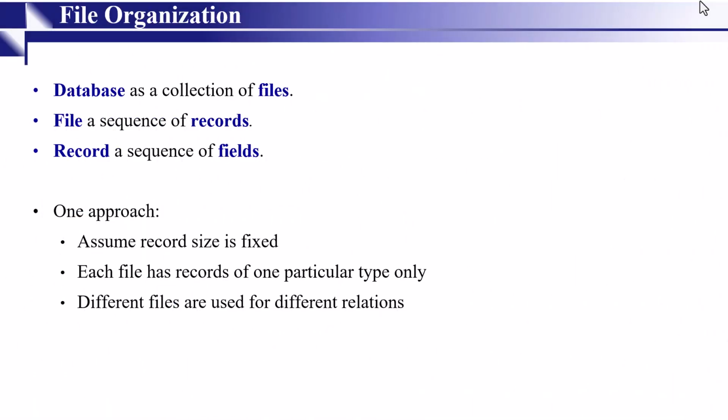As we already defined, a database is essentially a collection of files, and each file is a sequence of records, and each record is a sequence of fields. So one common approach to organizing files assumes that records are of fixed size, that each file contains records of a single type only, and that different files are used to store different relations. This sets the foundation for how data is structured.